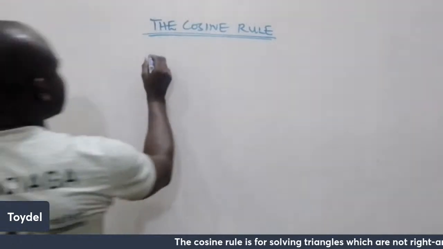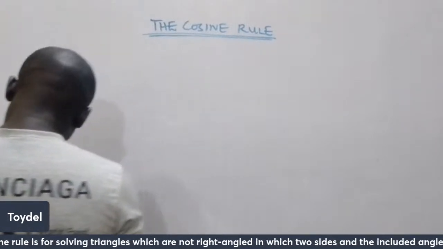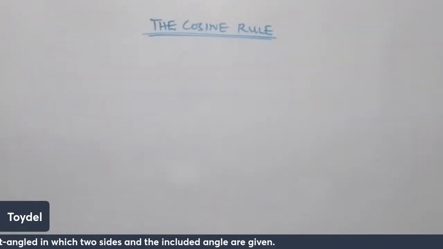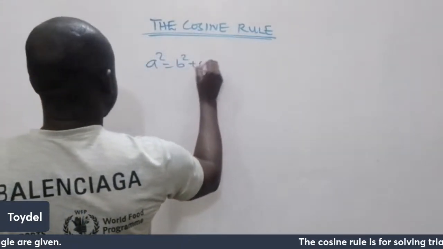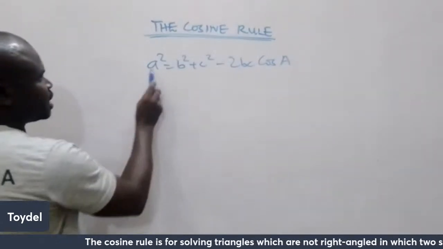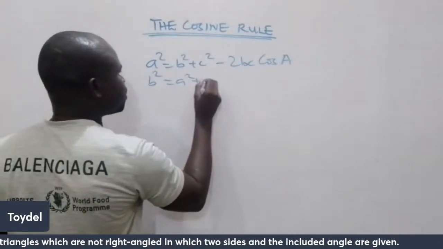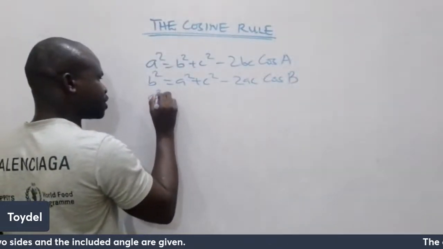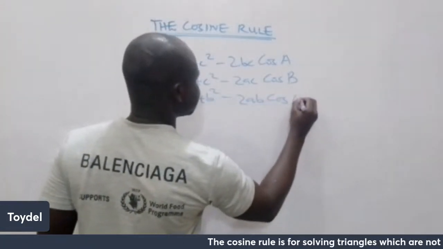So the cosine formula, when we have a squared, there are three sides. If you have a squared, the cosine formula is what I'm about to write on the board. a squared is equal to b squared plus c squared minus 2bc cos A. Or we say b squared is equal to a squared plus c squared minus 2ac cos B. Or if the side c is what you are looking for, c squared is equal to a squared plus b squared minus 2ab cos C.